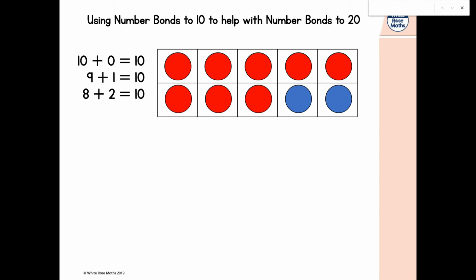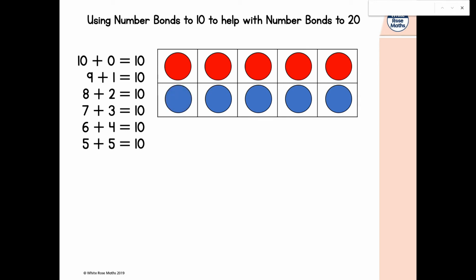I'm going to flip another one over and call out the number bond to 10. 7 plus 3 equals 10. And another. Good. 6 plus 4 equals 10. And one more.